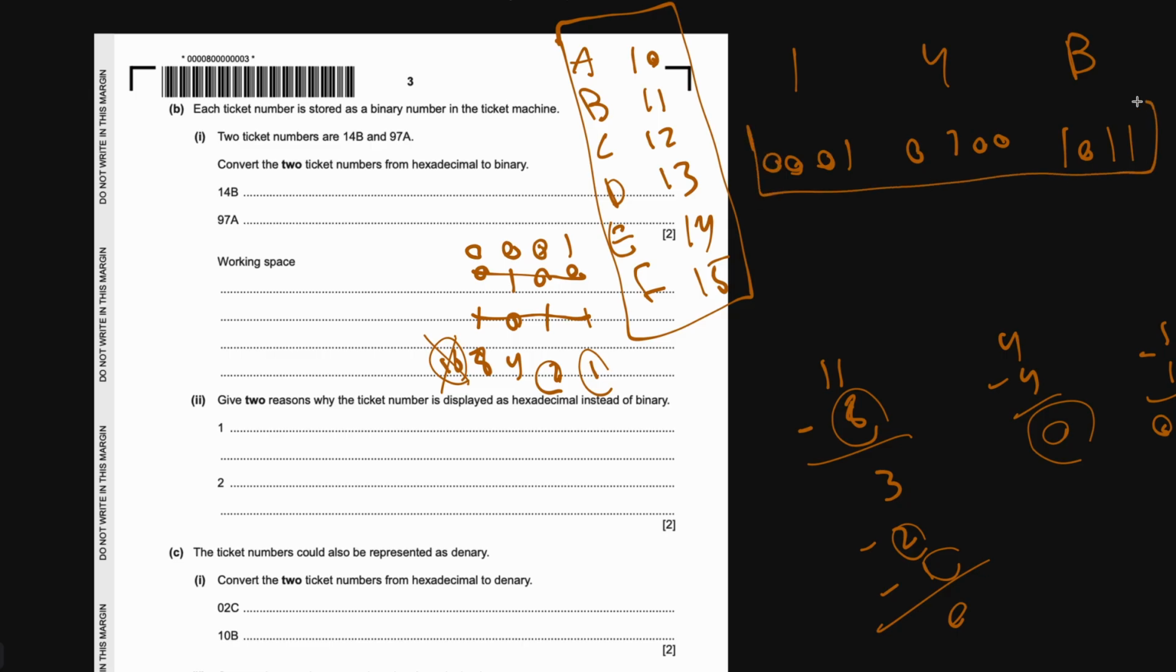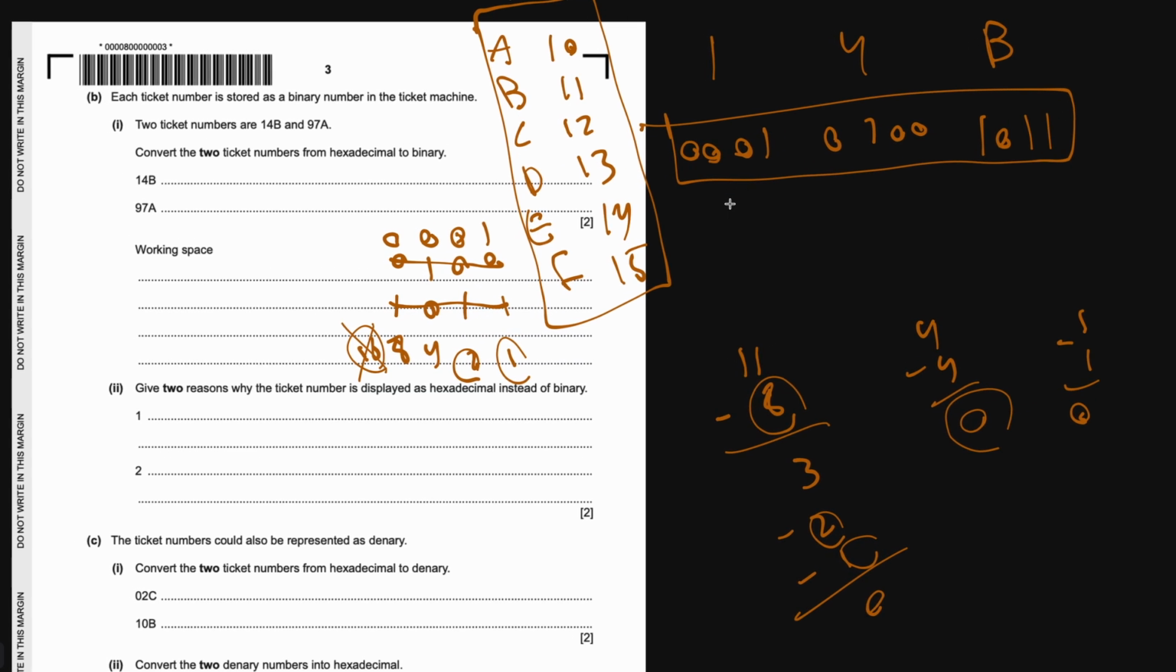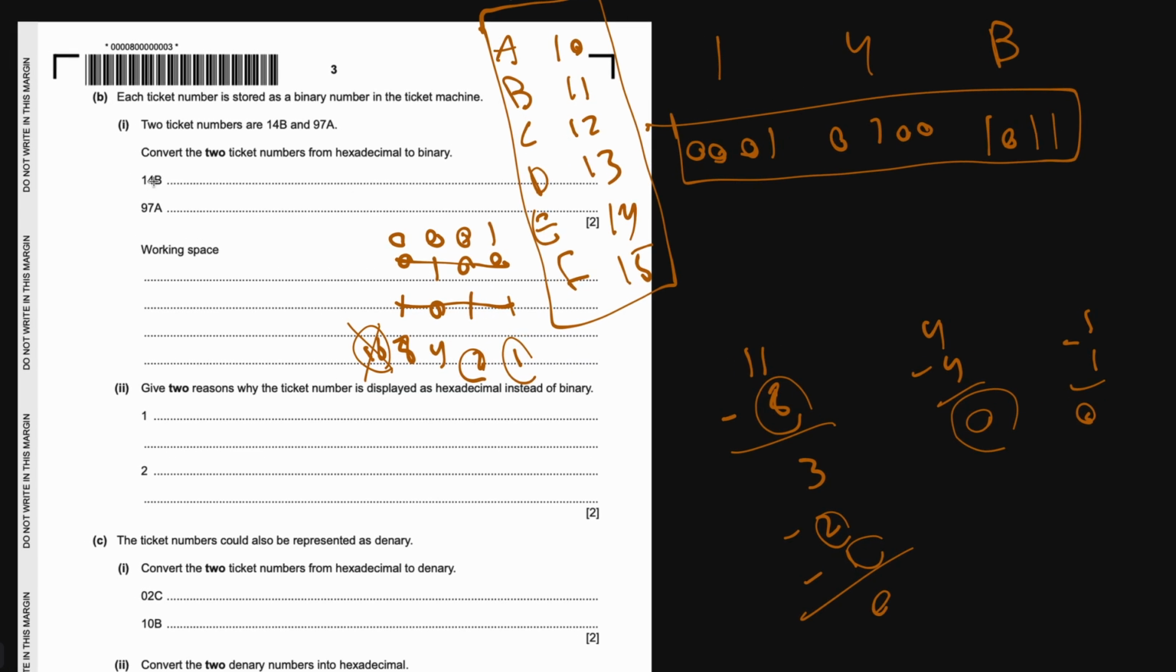So this is basically the binary number for the hexadecimal number 14B. It's 0, 0, 0, 1, 0, 1, 0, 0, 1, 0, 1, 1, right?